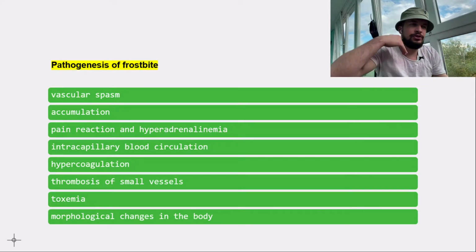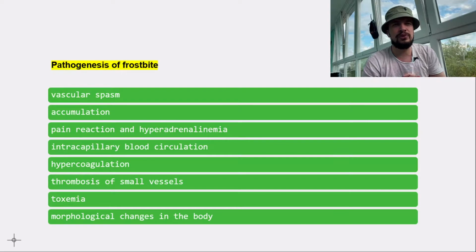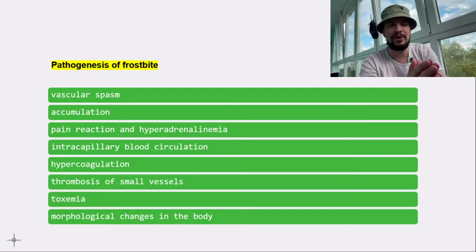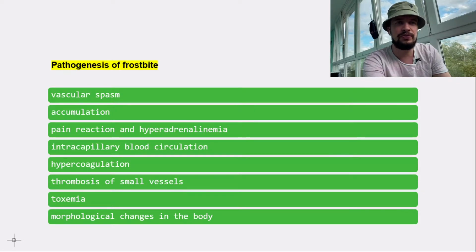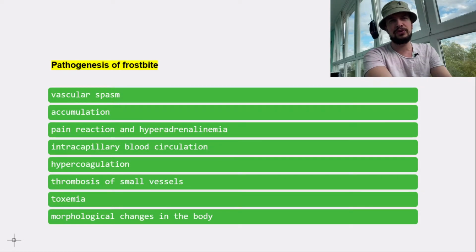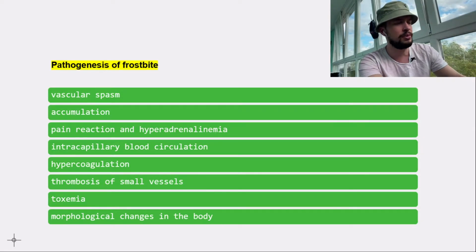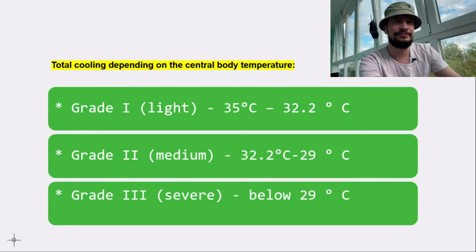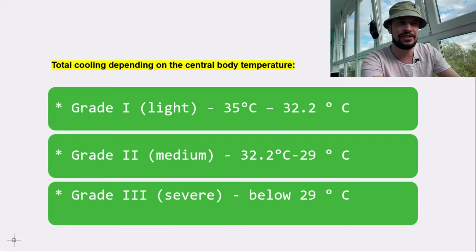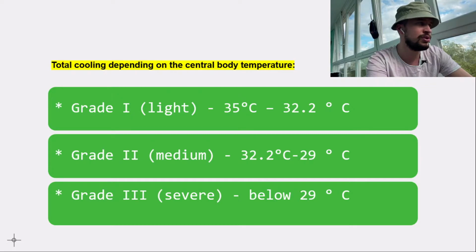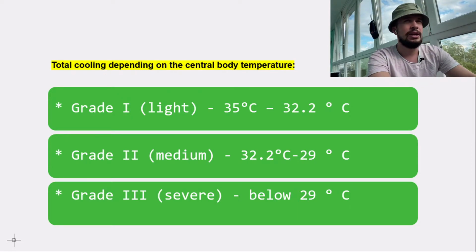It leads to the seventh point, which is pronounced toxemia. And then the eighth point is functional and general morphological changes in all internal organs and systems of the body. This was the pathogenesis. And now we will talk about total cooling depending on the central body temperature.